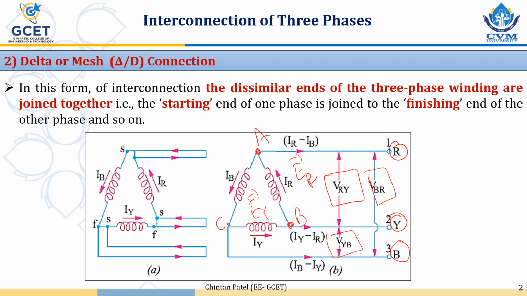Phase voltage is equal to line voltage, but phase current is not equal to line current, because the phase current in R phase is IR, but the line current in conductor R is IR minus IB. Similarly, the phase current of Y phase is IY, but the current outgoing is IY minus IR.